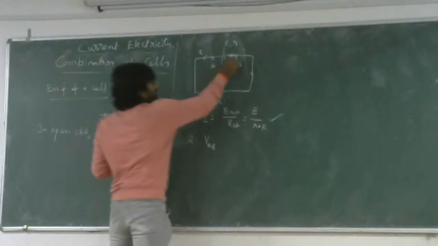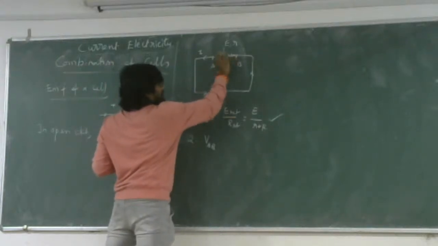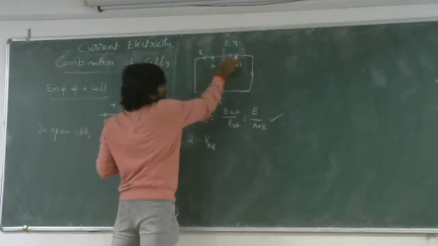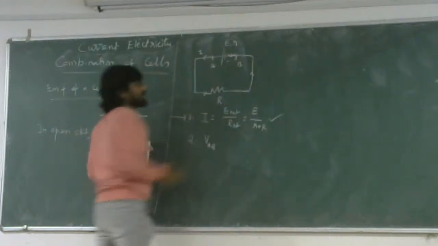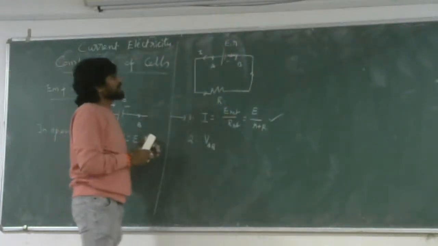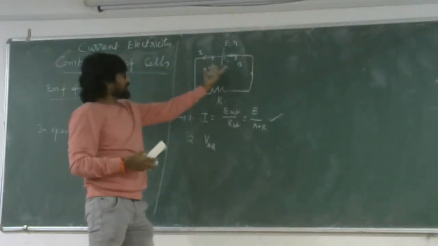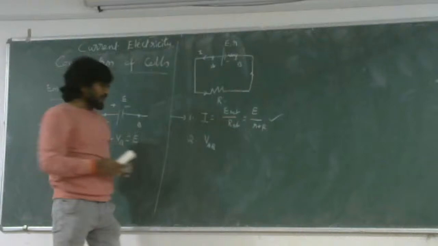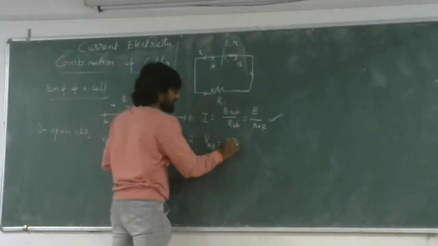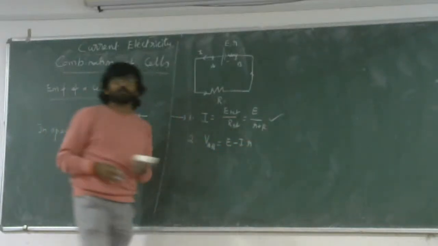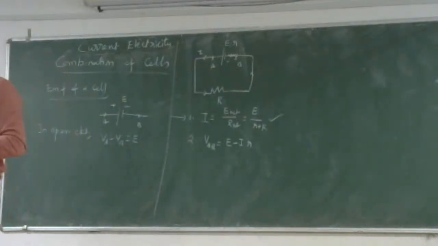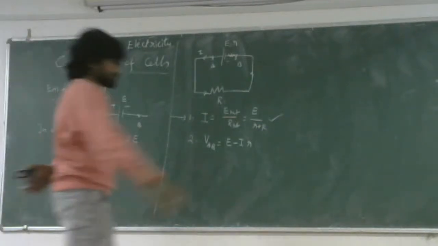So here, when current is passing, you have to say this is higher potential, this is lower potential. The potential difference across the resistor is I into small r. So plus E is equal to the potential difference between these two. So you can also say VAB is equal to E minus I r. Is it clear? Yes, everyone?